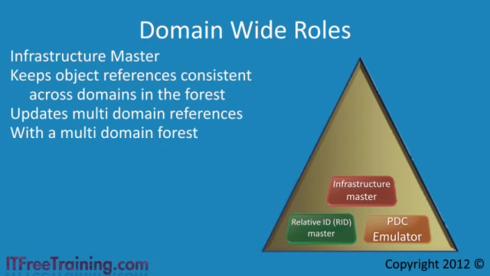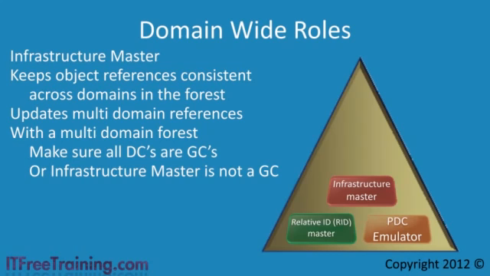This occurs because when the infrastructure master finds a change, it refers to the local global catalog, which will always be up to date. Since the infrastructure master thinks the change has already been made, it will not notify any other domain controllers a change has occurred. To fix the problem, ensure that all domain controllers in the forest are global catalog servers, so they always have up-to-date changes. If you cannot do this, make sure the infrastructure master is not a global catalog server.